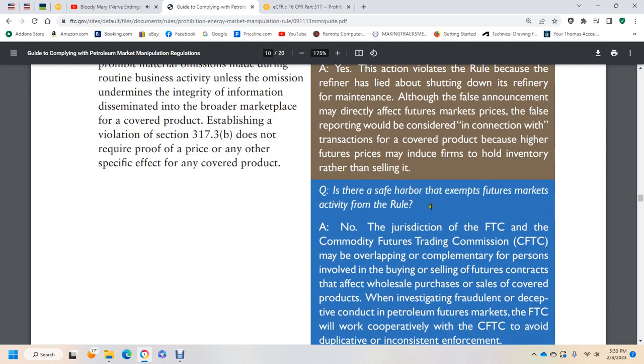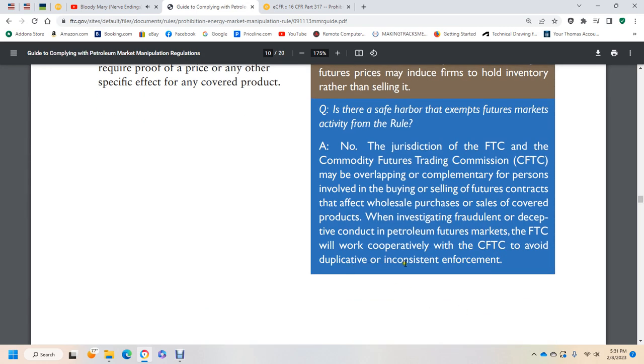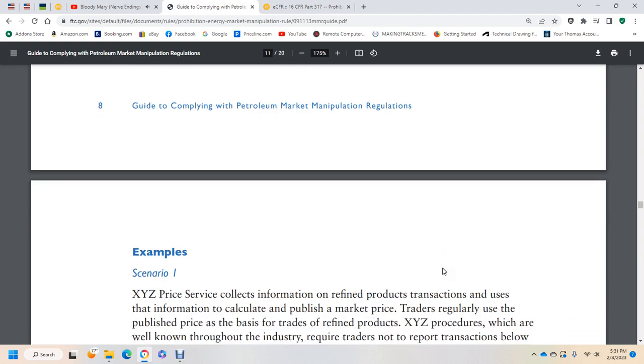Question: Is it safe to assume that futures markets are exempt from the activity covered by the rule? No. The jurisdiction of the Federal Trade Commission and the Commodity Futures Trading Commission may overlap, and they are complementary. A person buying or selling futures contracts may affect the wholesale purchase and sale of the covered product. In investigating fraudulent or deceptive conduct in the petroleum futures marketplace, the Federal Trade Commission will coordinate with the Commodity Futures Trading Commission to avoid duplicative or inconsistent enforcement.